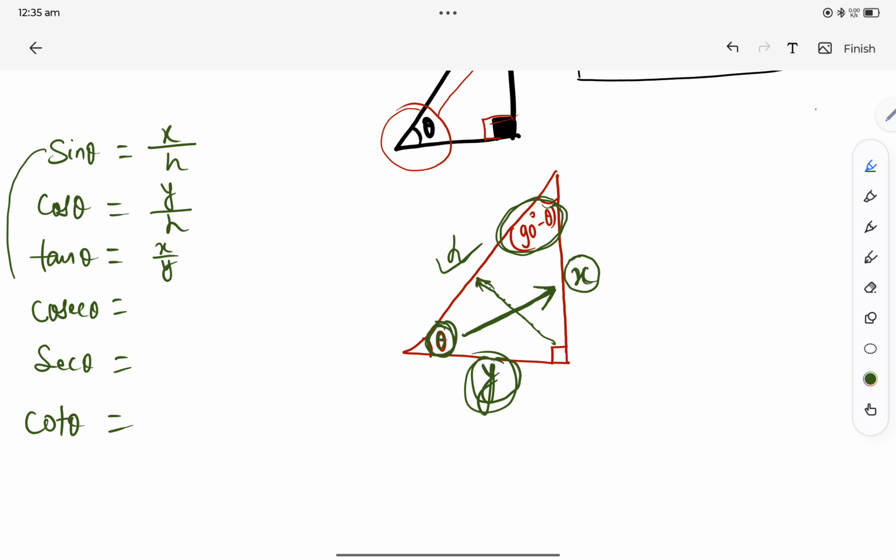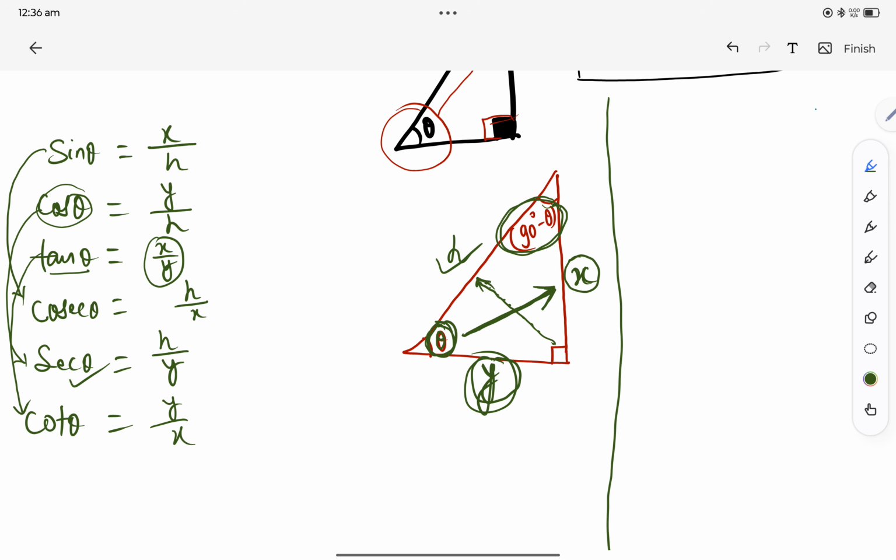Cosec theta is defined as the reciprocal of sin theta, so it is h over x. Sec theta is defined as the reciprocal of cos theta, so sec theta will be h over y, and cot theta is defined as the reciprocal of tan theta, so tan theta is x over y, so cot theta will be y over x. Let us now define trigonometric ratios of this angle, that is 90 degrees minus theta.